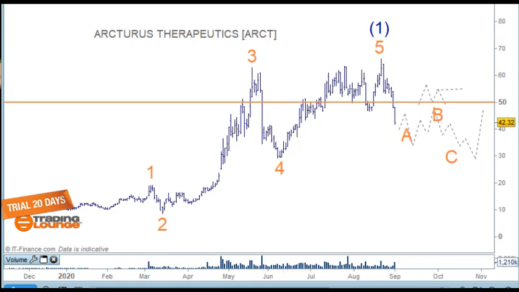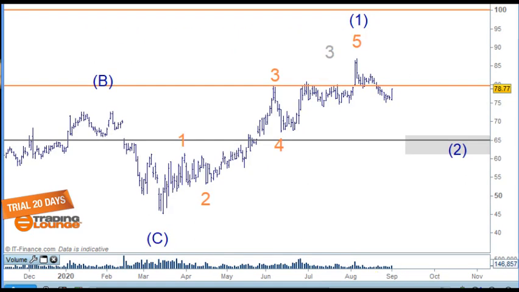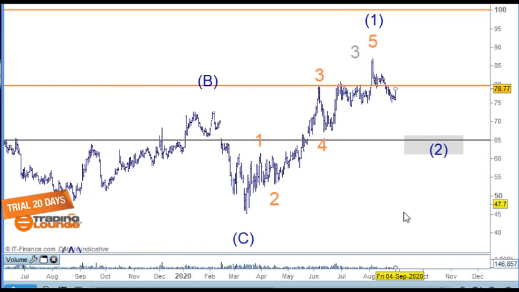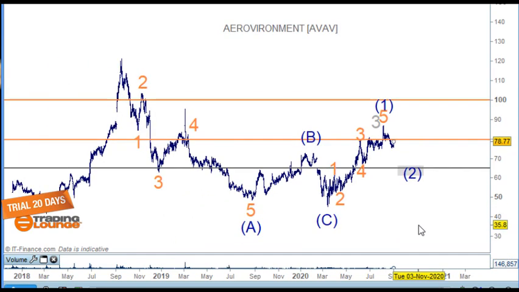The next stock that we're looking at is Aero Environment. So this is an American defense contractor in California. They're involved in aerial vehicles and so on. So this is pretty much all its chart here.